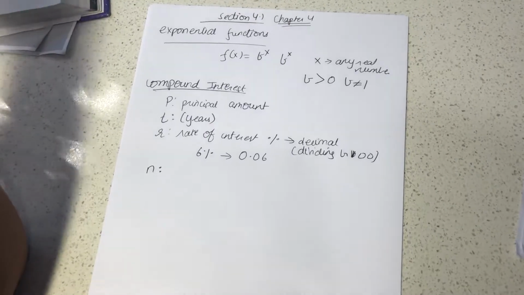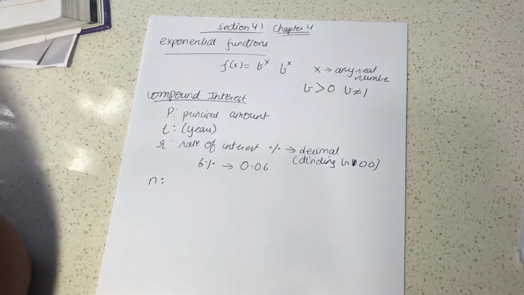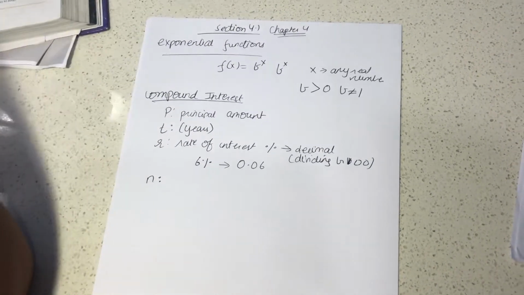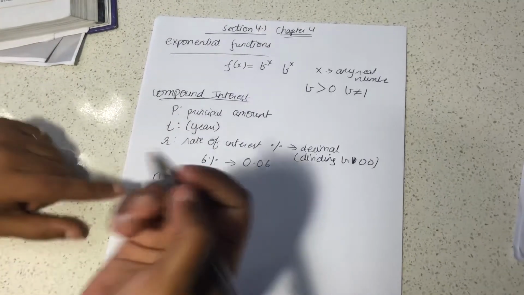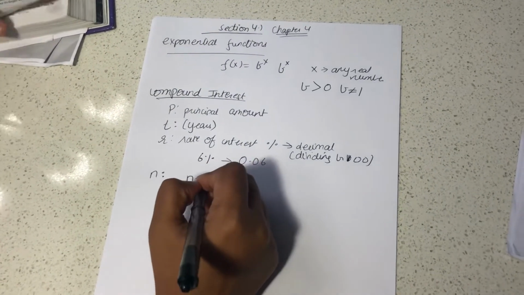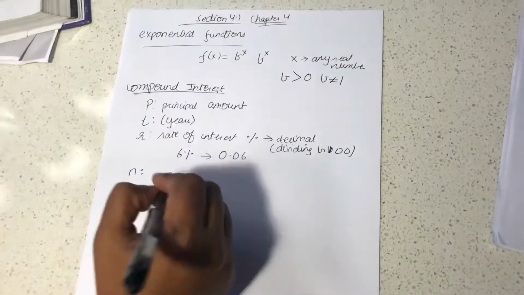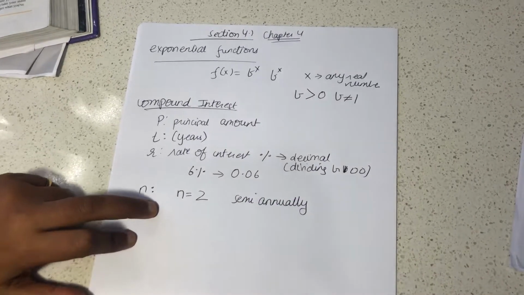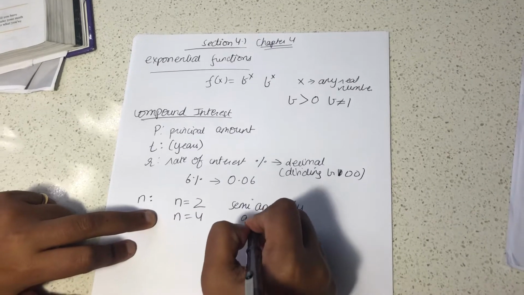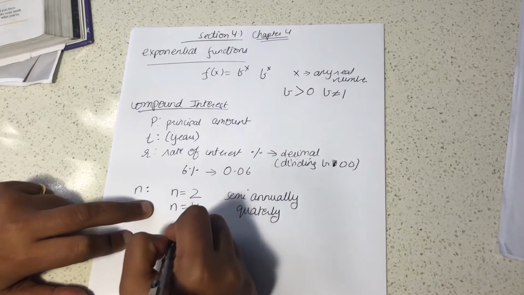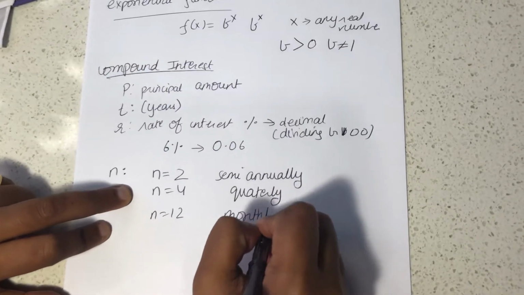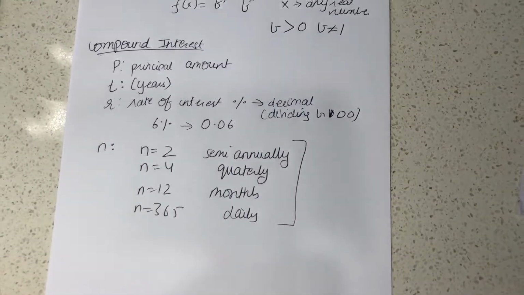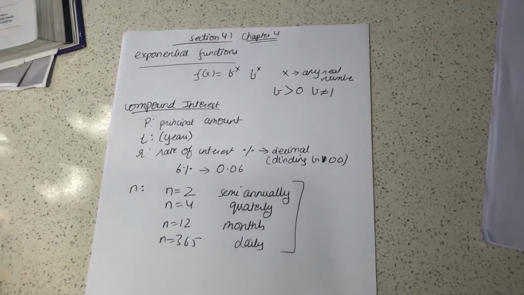N is how many times in a year my amount is being compounded. It is different in different cases, which you have to remember. N is equal to 2 when it's semi-annually. It is equal to 4 when it says quarterly. N is equal to 12 for monthly, and N is equal to 365 when it's daily. You have to remember these things.